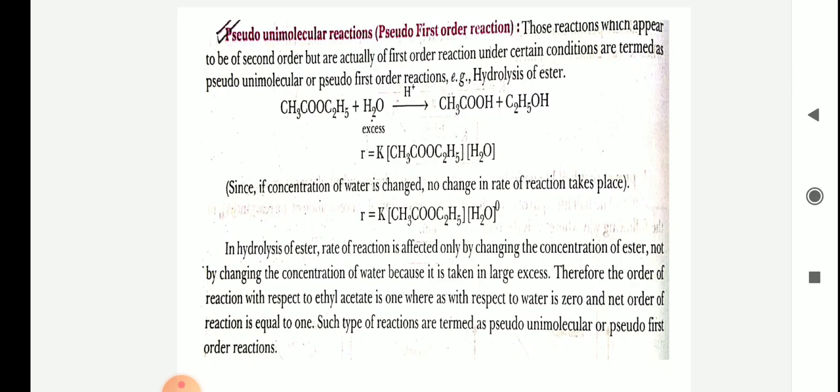Now if the concentration of water is changed, no change in rate of reaction takes place. So we can take the concentration of water as to the power 0. In hydrolysis of ester, the rate of reaction is affected only by changing the concentration of ester, not by changing the concentration of water. That means the concentration of water is fixed because it is taken in large excess. Therefore, the order of reaction with respect to ethyl acetate is 1, whereas with respect to water it is 0, and the net order of reaction is equal to 1 because water to the power 0 will have the value 1. So such types of reactions are termed as pseudo unimolecular or pseudo first order reactions.